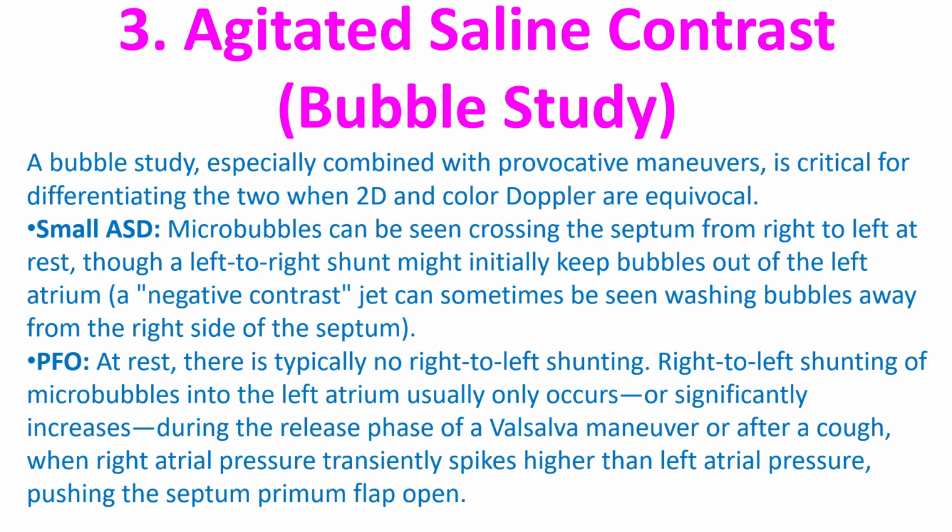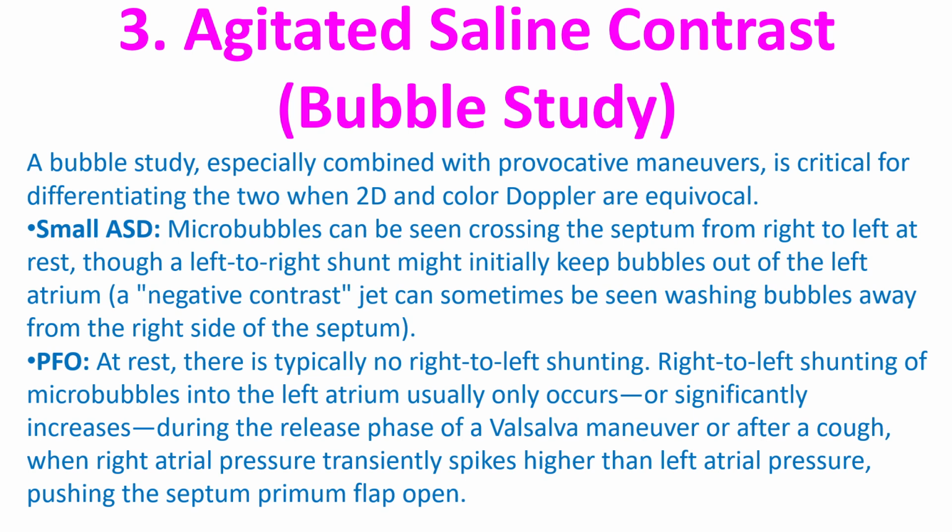Agitated saline contrast, bubble study. A bubble study, especially combined with provocative maneuvers, is critical for differentiating the two when 2D and color Doppler are equivocal. Small ASD: microbubbles can be seen crossing the septum from right to left at rest, though a left to right shunt might initially keep bubbles out of the left atrium. A negative contrast jet can sometimes be seen washing bubbles away from the right side of the septum.